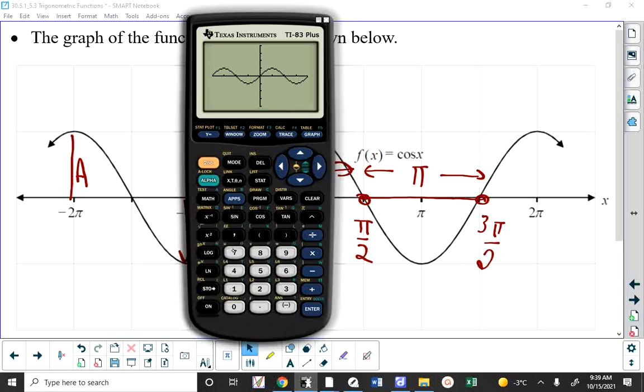Here's a neat little trick too. You can go to your table setup, start at 0 and go up by 15 degrees. Why? Because multiples of 15 will hit 30, 45, 60, 90. They'll hit all of those special angles. So you could go to your table right now and trace all of the y coordinates on the unit circle as you rotate around it. If you ever want to know what y equals cos of x looks like, because in the pressure of an exam you forget, use your graphing calculator.